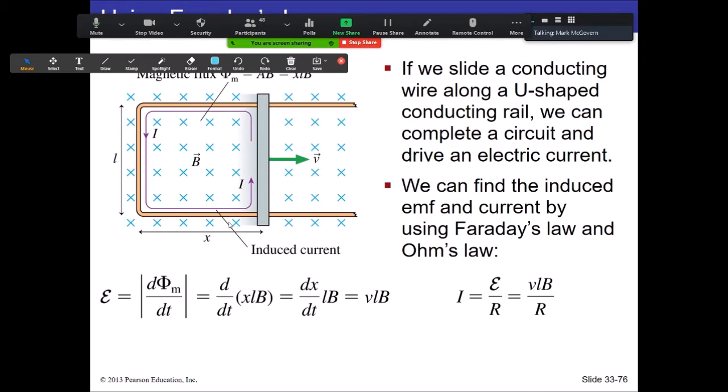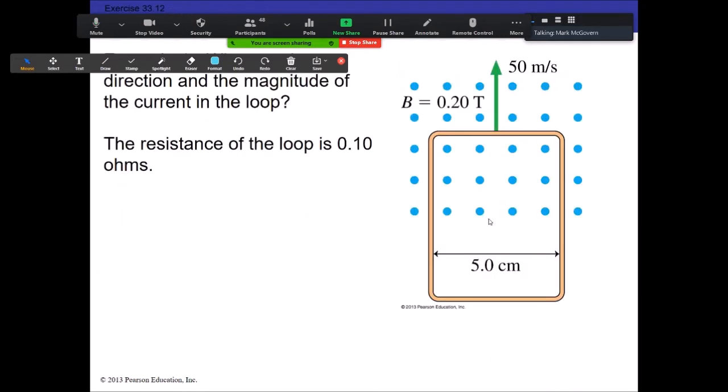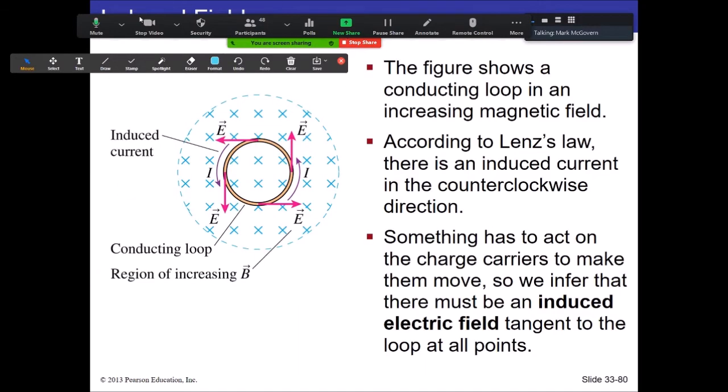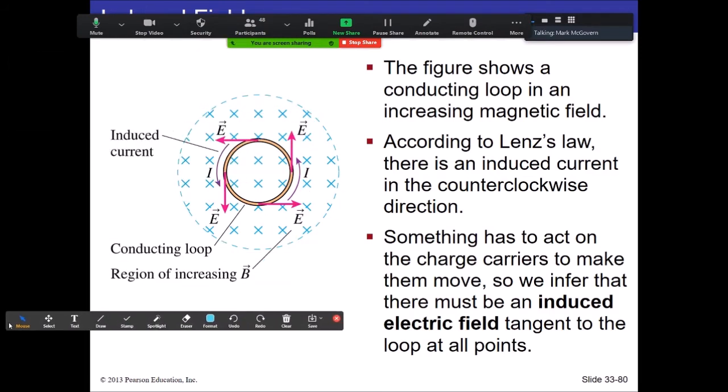But what if there wasn't any wire here? What if we just had a space where there was a magnetic field, and we started to change the magnetic field in that space? According to Faraday's law, there would be some kind of electric field generated. Ultimately, to push a current through, you have to have an electric field. That's the core of what happens in circuits and current.